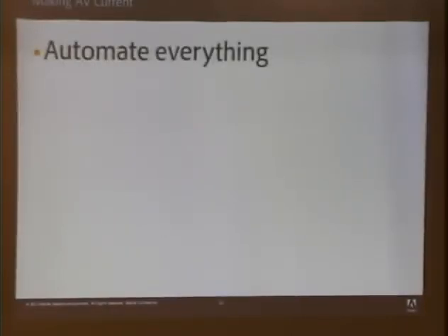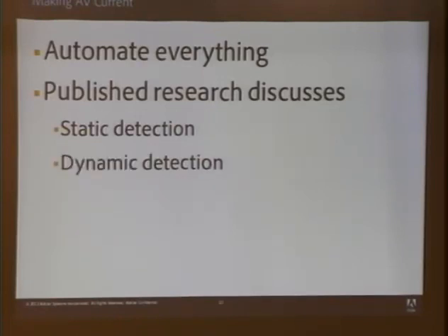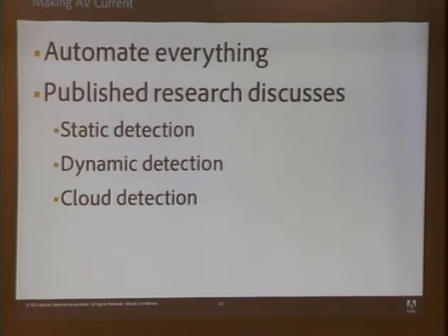So the natural question to ask at this point is, how can we make AV more current? How can we make the job of AV more effective? And surveying the research on this, an automatic answer is, well, you've got to automate everything. Research discusses things like static detection, which is detecting malware for what it looks like, dynamic detection, detecting malware for what it does, and detection in the cloud, so detecting certain features of malware or the preponderance of a certain hash of malware. But is there anything else that we can do?